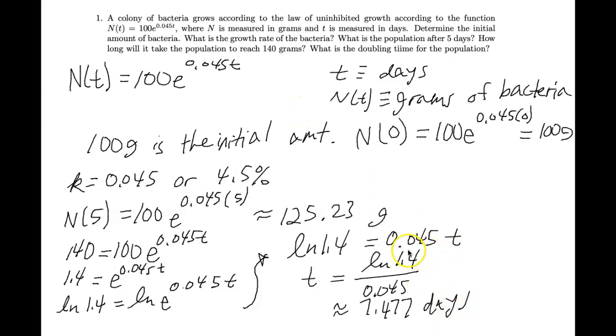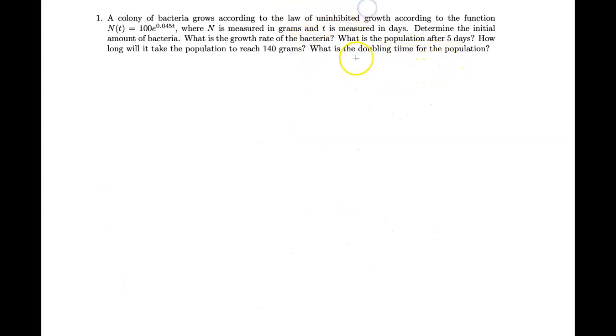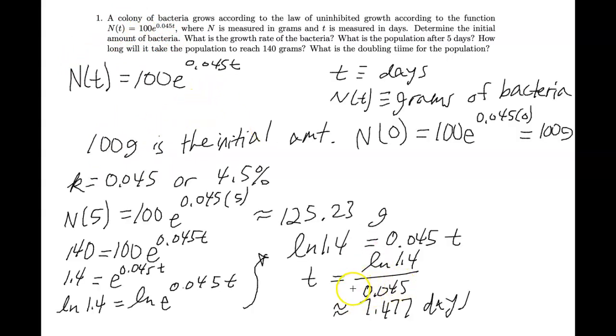Okay, there's one more question. For the last part, what is the doubling time for the population? Okay, so doubling time is just asking if our initial population is 100, how long would it take to double? Based on what we did here, if it took 7.477 days just to get to 140, we should expect the answer to be more than 7.477 days, since we need 60 more grams.